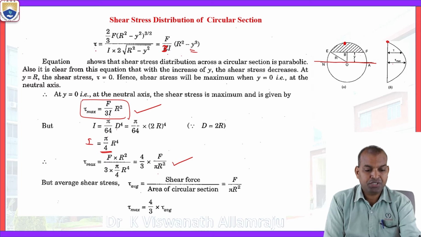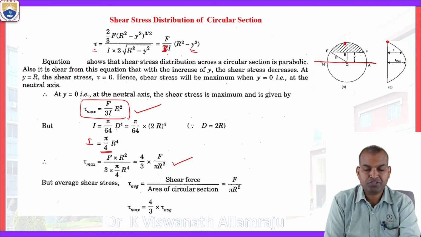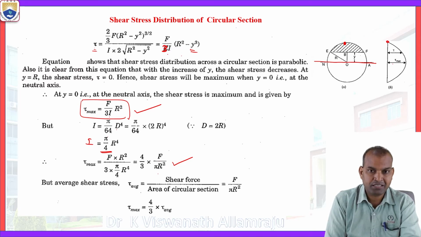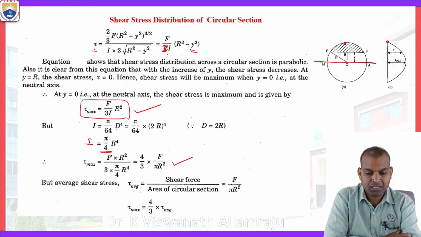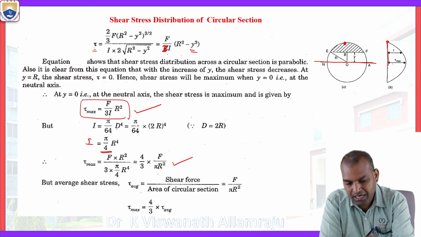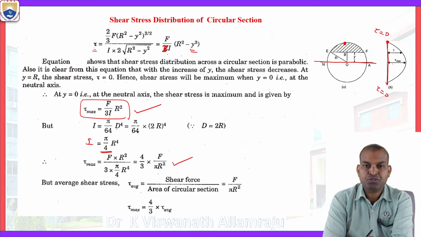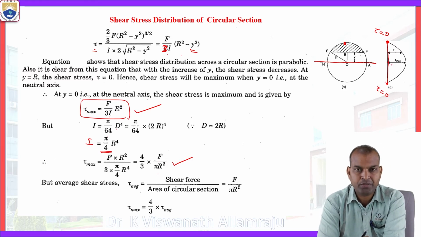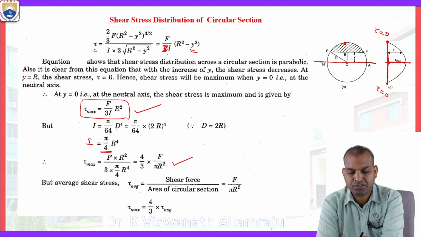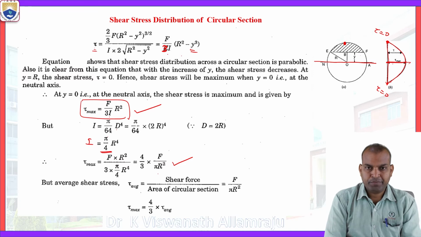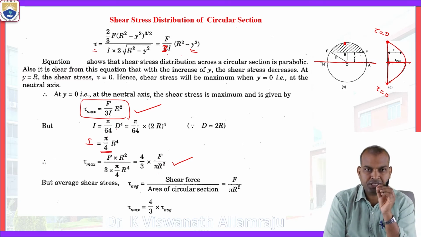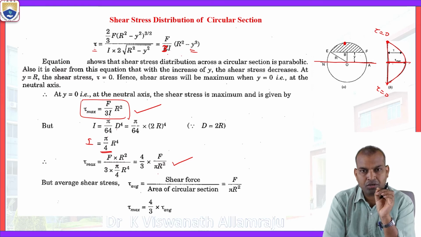Why here? The shear stress is proportional to y square, so it is a parabolic variation. That means non-linearity. It is not a linear variation. That's why figure B indicates that at the extreme r, tau equals 0. At the neutral axis, tau becomes maximum, F by 3I times r square. This is the maximum. If you draw the shape, it is parabolic. Figure B indicates the variation of the shear stress across the circular section.